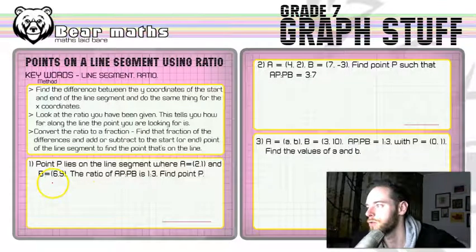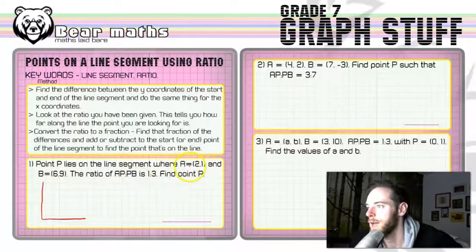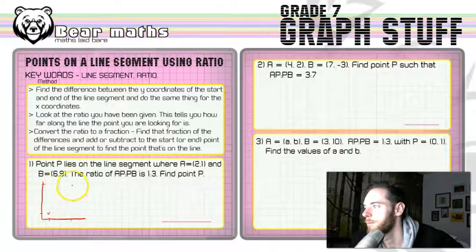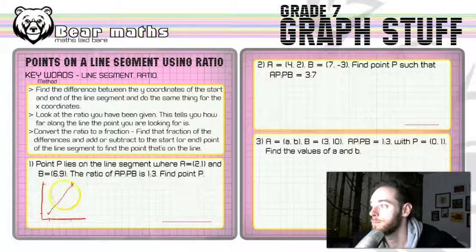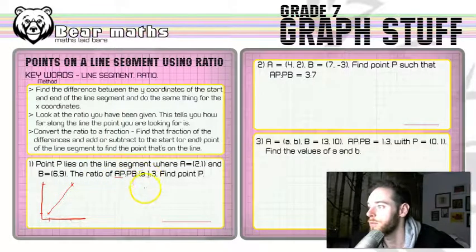Let's first of all draw a sketch, and everything's positive, so we'll just draw the positive quadrant, and then we'll plot point A in there. So (2, 1) is roughly there. And let's say that (6, 9) is roughly there. Now I'm just going to join those two points together with a straight line. And then I'm going to say that point P is somewhere along this line. Now we can tell where it is, and what it's closer to, by the ratio.